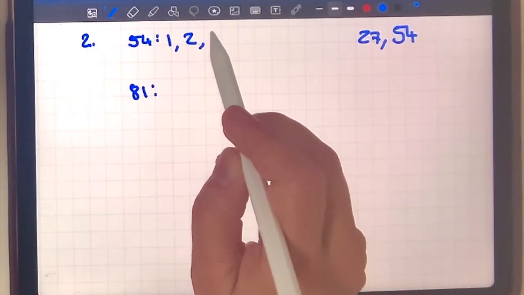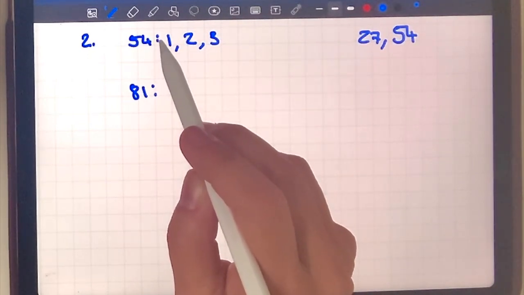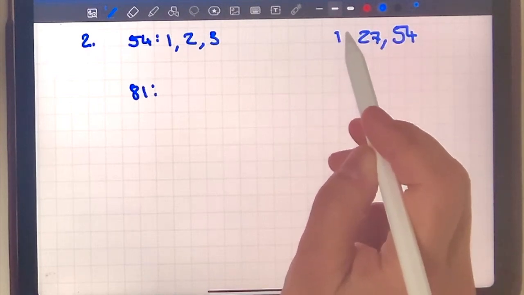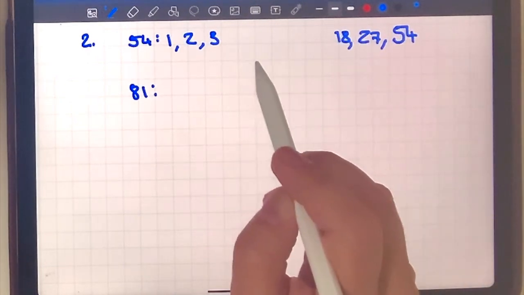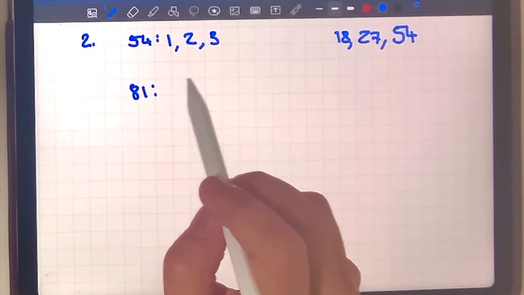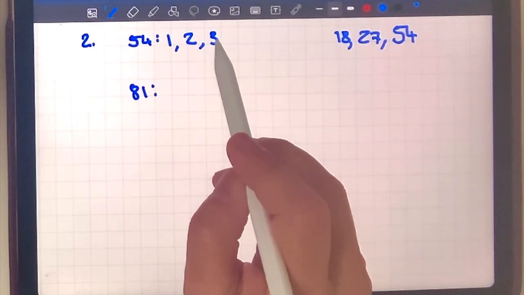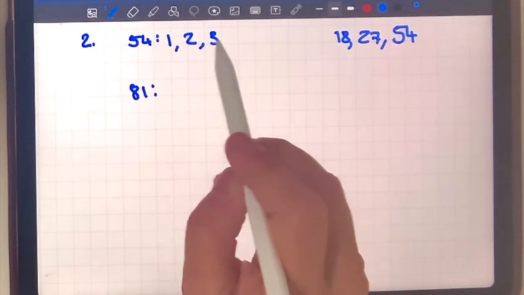Next, 3 is a factor. 3 goes into 54 18 times. And again, you just either need to know your times tables or you need to know the divisibility tests. Alternatively, you could also just do very quick mental maths.